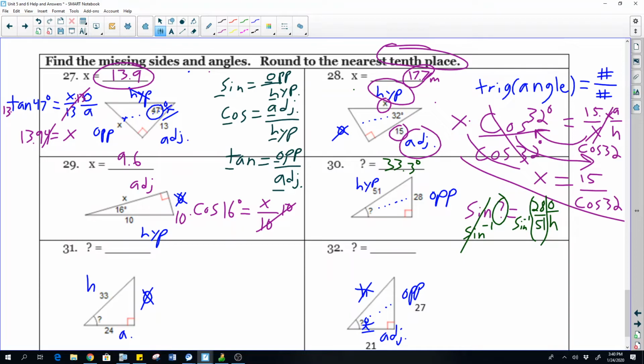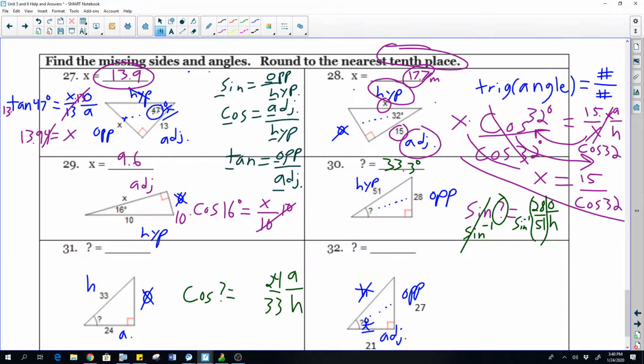So we're going to do adjacent over hypotenuse, A over H, so I'll write that over here. What is A over H? That's right, CAH: cosine. We don't know the angle, so we call it question mark. So cosine of theta, or question mark, is equal to adjacent over hypotenuse. They gave it to us: it's 24 over 33.